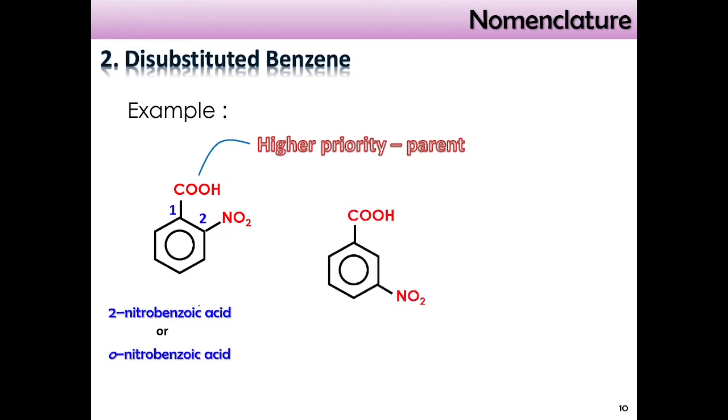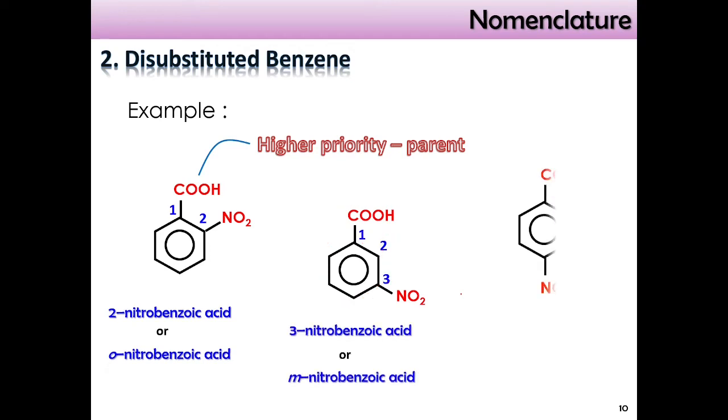This one is almost the same, because this is the parent chain. It will be benzoic acid, carbon number 1, carbon number 2, carbon number 3, and this is 3-nitrobenzoic acid, or meta-nitrobenzoic acid. I hope you get the idea. And this one becomes para-nitrobenzoic acid.